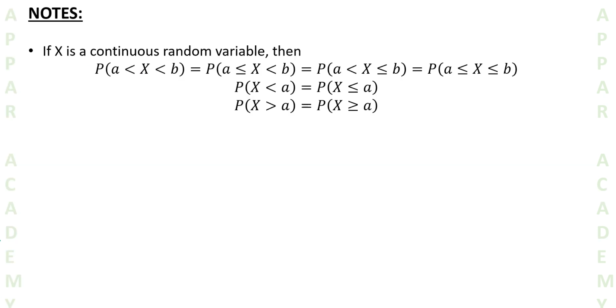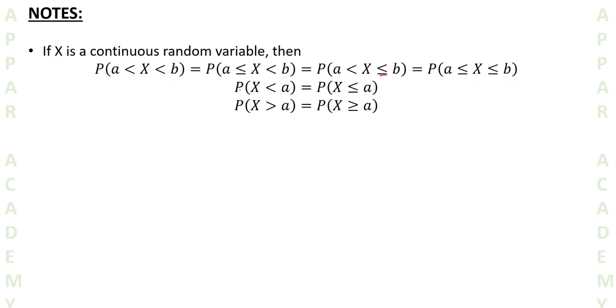Now, we will see a few important points which are very, very important from your examination point of view as well. First is, if x is a continuous random variable, then the probability that x lies between a and b is equal to the probability that x is greater than or equal to a and less than b, is equal to the probability that x is greater than a and less than or equal to b, is equal to the probability that x is greater than or equal to a and less than or equal to b.